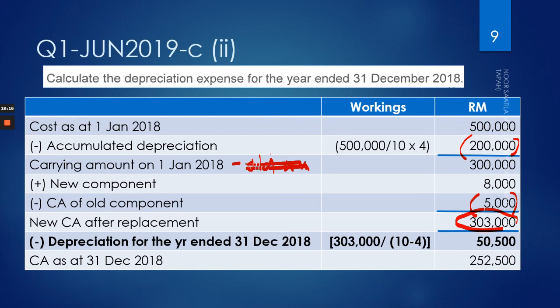So after the replacement of the component, depreciation will be provided based on the new carrying amount 303 after the replacement. So 303 divided by the remaining useful life, which is actually 6. Why 6? Estimated useful life minus the years that you have used, which is 4 years, right? So you have 6 remaining useful life, 50,500. So that 50,500 is the depreciation expense for the year ended 31st December 2018.